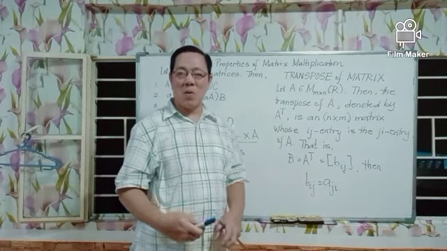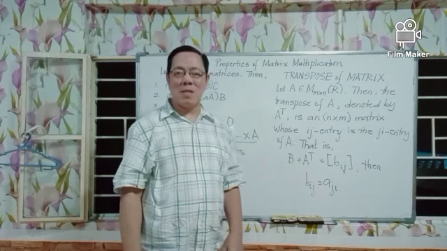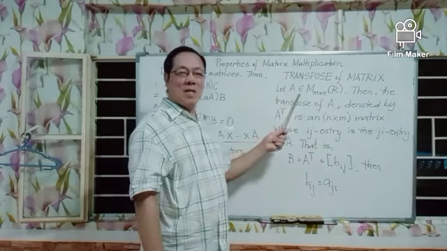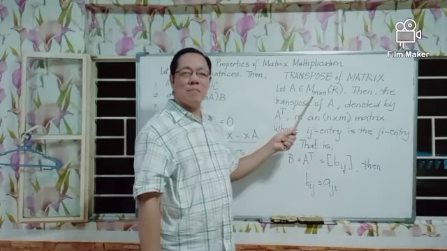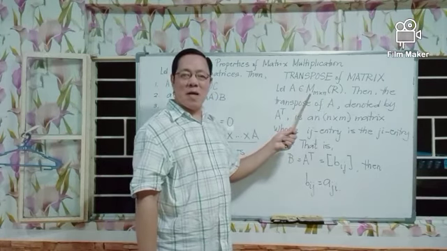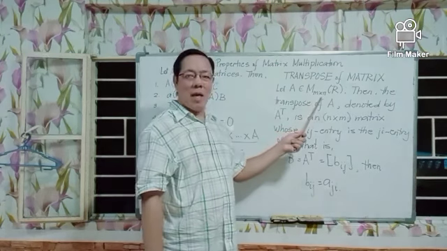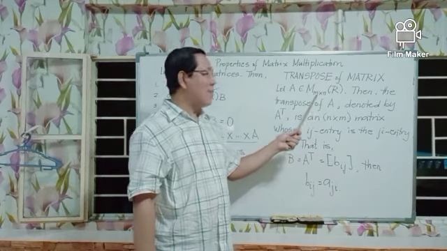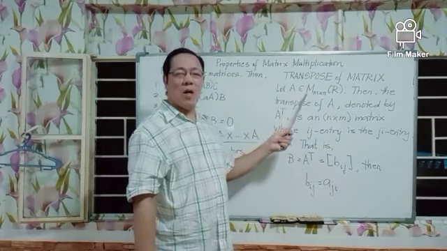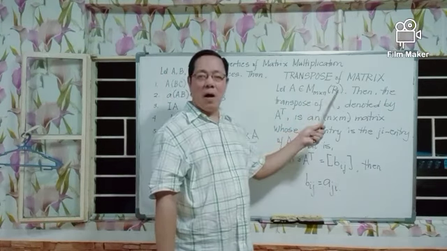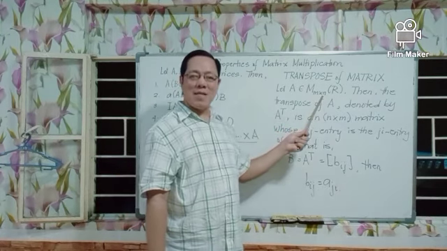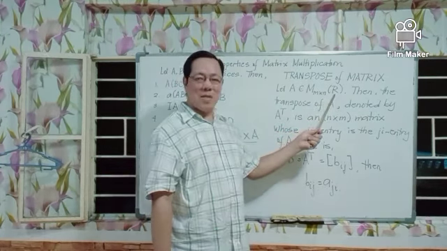We define the transpose of a matrix, and this definition gives us a way of how to find the transpose of a matrix. We let A be an element of M sub M cross N of R. This is the set of all matrices of size M by N, and the entries of the matrices are real numbers. So if A is an element of M sub M by N of R, then A is a matrix of size M by N, and the entries of matrix A are real numbers.